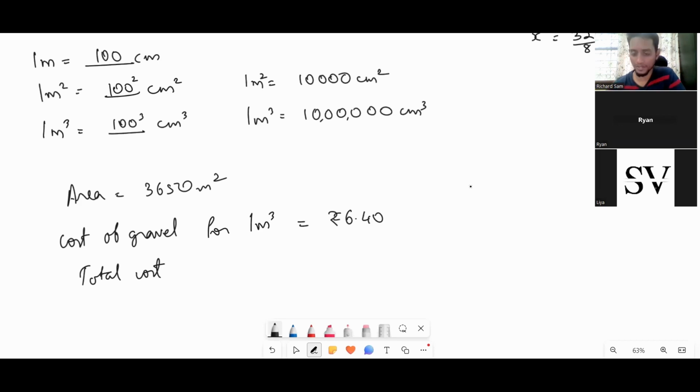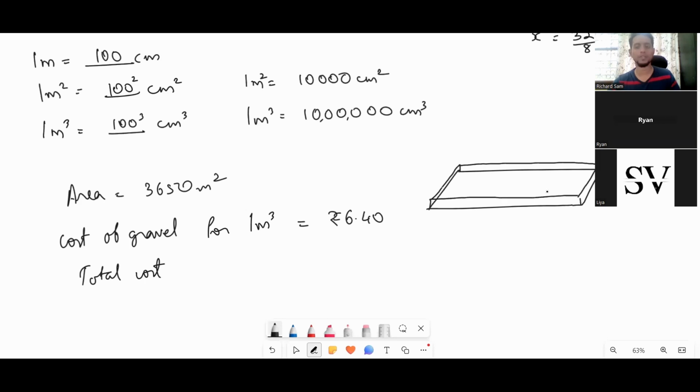Okay. Let me draw it over here. See, this is your ground. I'm drawing it at an angle. Now, there's a small height. How much height is there? 1.2 centimeters. Very small height of gravel that is covering the whole ground. Do you understand? It's like that thick. Do we know the length, the breadth, and the height? We know the height. Height is 1.2 centimeters. Do we know the length and breadth of this ground?